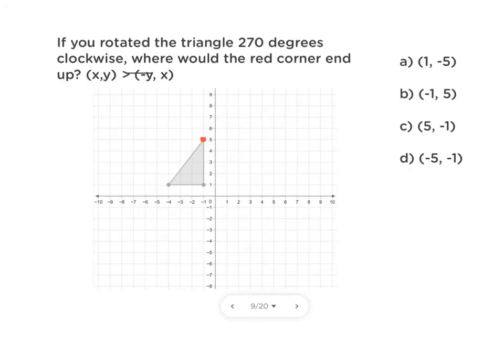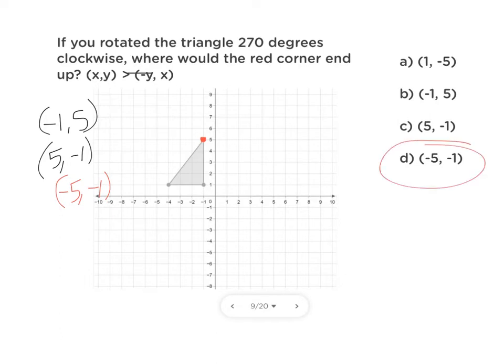If you rotate the triangle 270 degrees clockwise, where would the red corner end up? And so that corner is -1, +5. And now the rule is xy becomes -y, x. So what we're going to do is flip them and then take the opposite of the first. So if I flip it, that would be 5, -1. Now I'm going to take the opposite of the first. So instead of +5, that would be -5, -1. -5, -1 is letter D.